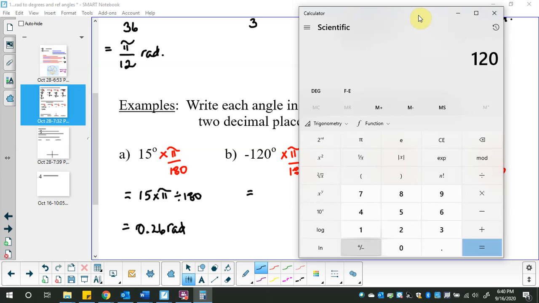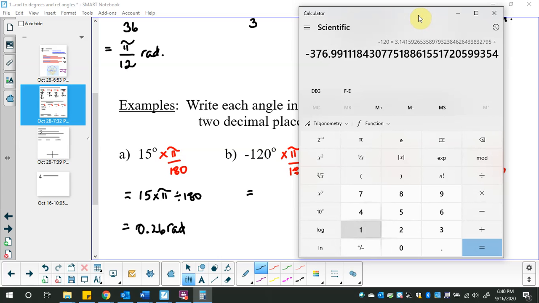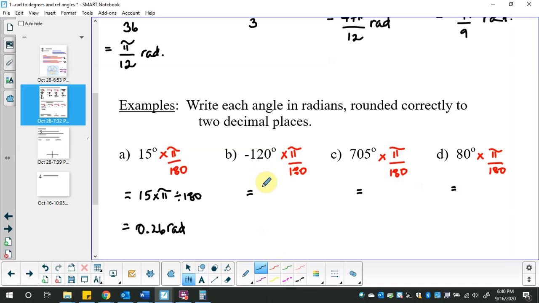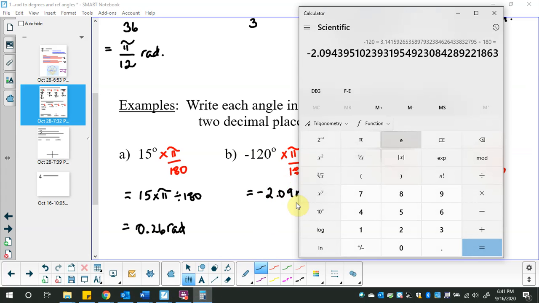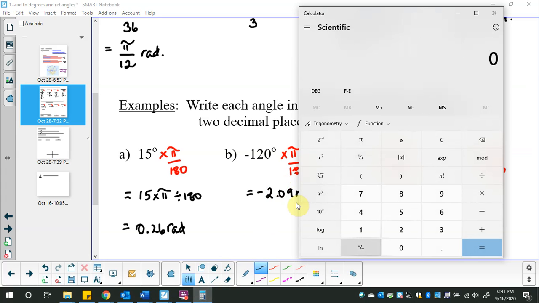So negative 120 times, I'm going to use the pi button this time, divided by 180 to 2 decimal places is negative 2.09. Just to check it out, for fun, negative 120 times 3.14 divided by 180 is exactly the same decimal to 2 decimal places.